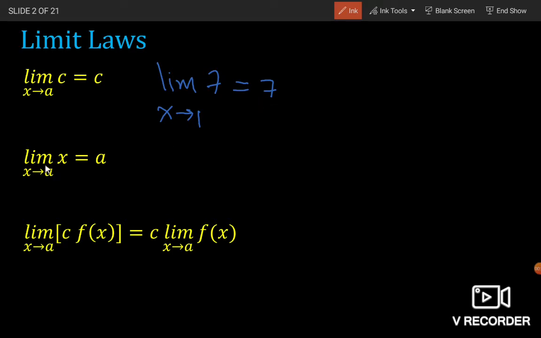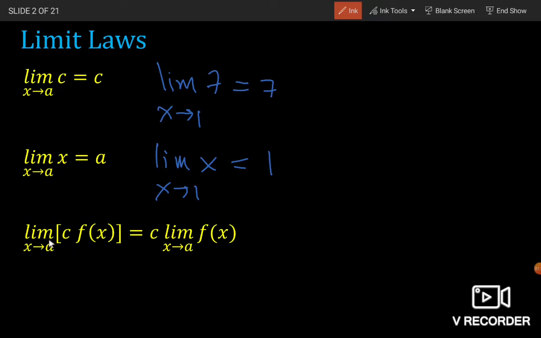Our next limit law is the limit of x, or a variable x, as x approaches a certain number is equal to that number. So for example, the limit of x as x approaches 1 is equal to 1.